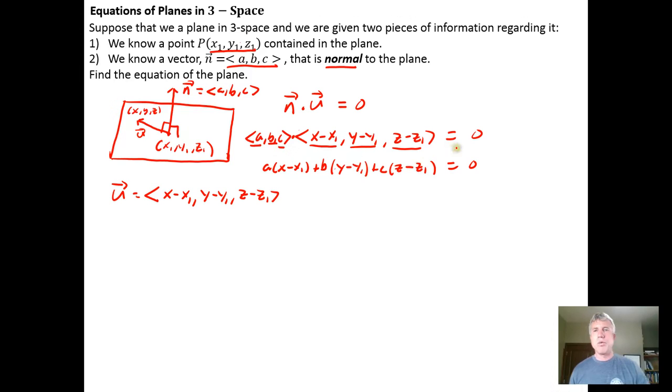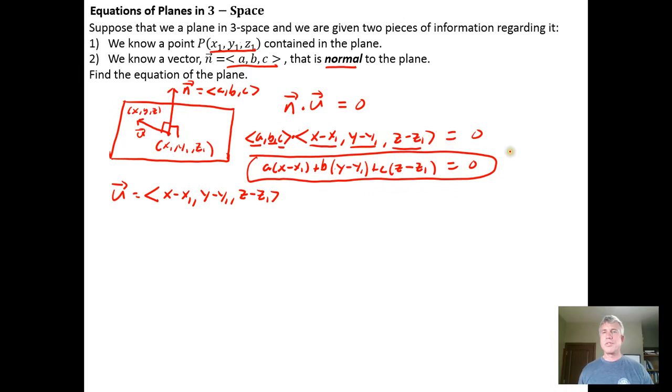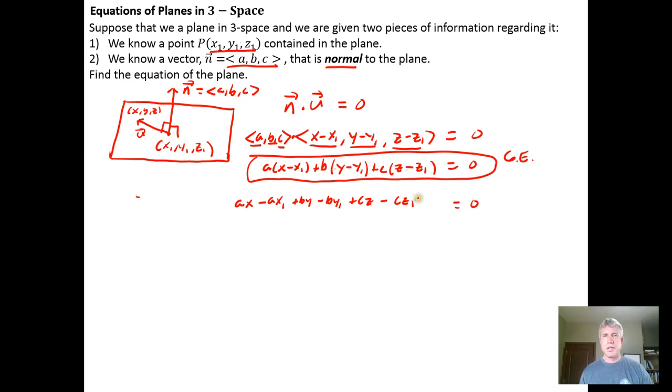And so we wind up with an equation. This is the general equation of a plane right here. And then if we wanted to, we could use distribution to distribute the a, the b, the c into the parentheses. So we could do a times x minus a times x sub 1 plus b times y minus b times y sub 1 plus c times z minus c times z sub 1, and this would need to equal 0.